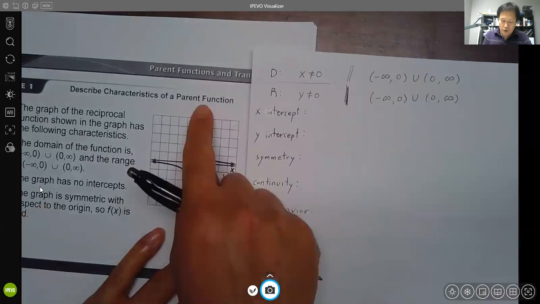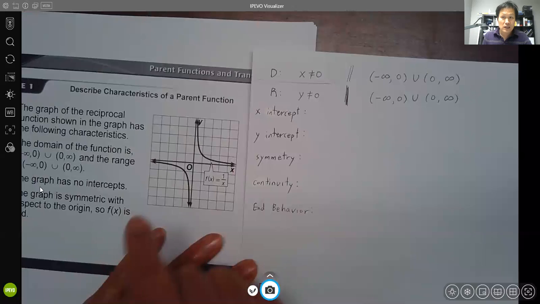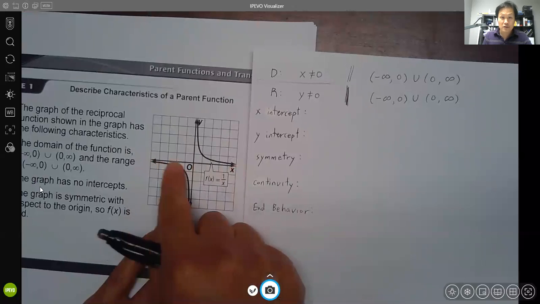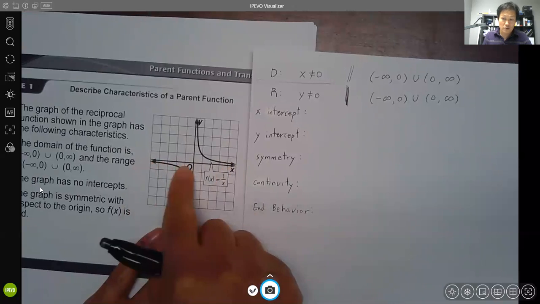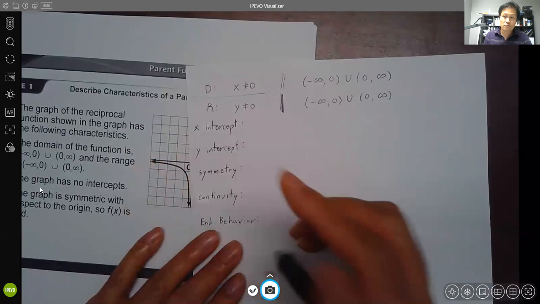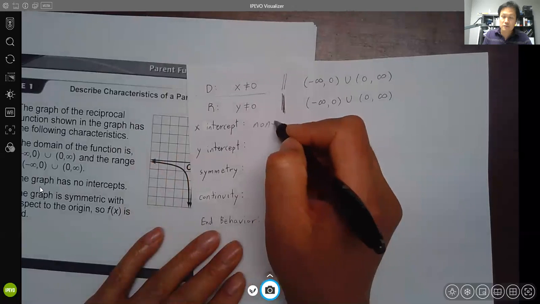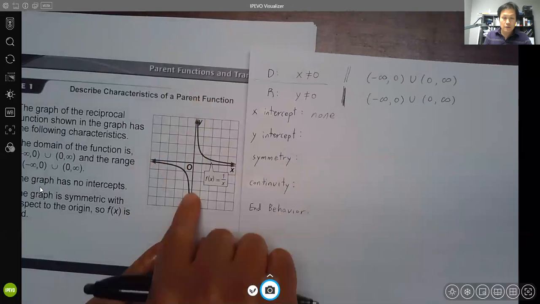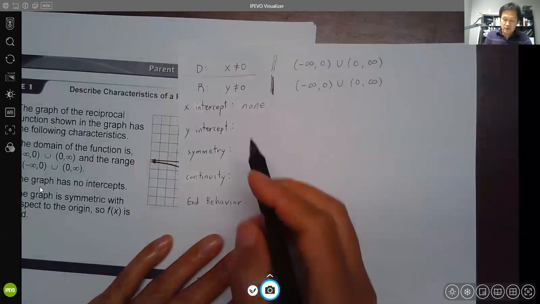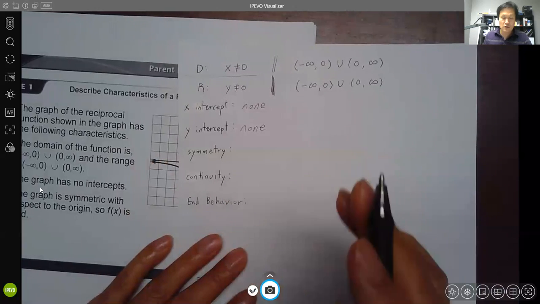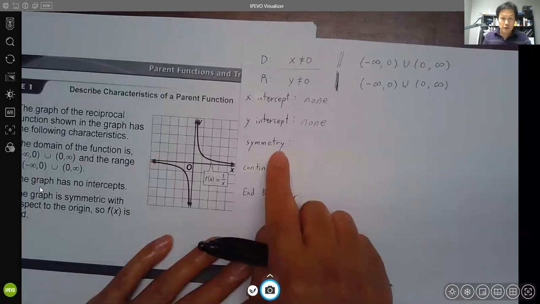X-intercept means where the graph hits the x-axis. Where is it crossing the x-axis? Nowhere. It doesn't even touch it. So it's not available, none. Just leave it blank. Y-intercept, same thing. It's not touching the y-axis. None. Just leave it blank.